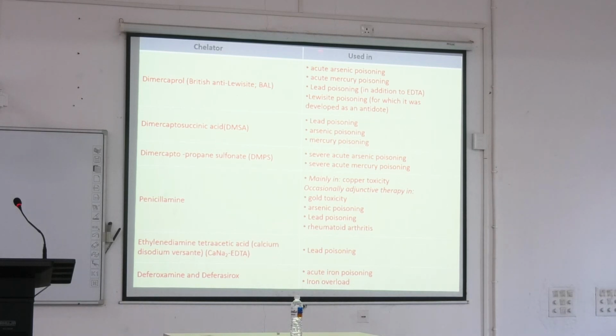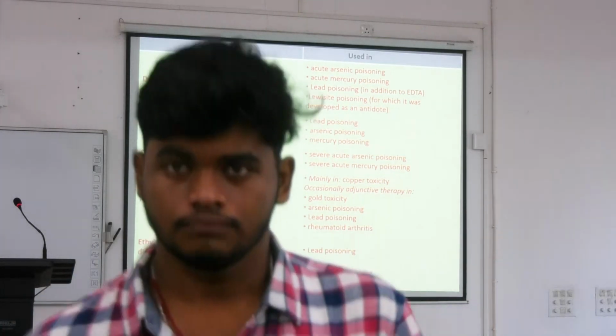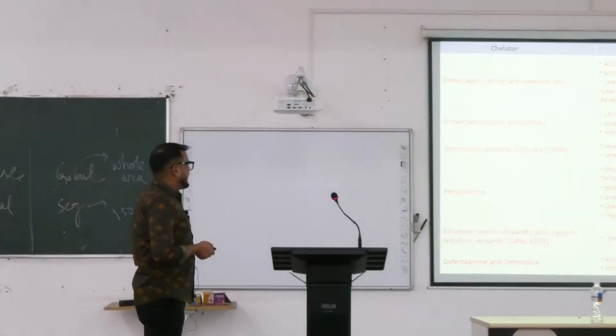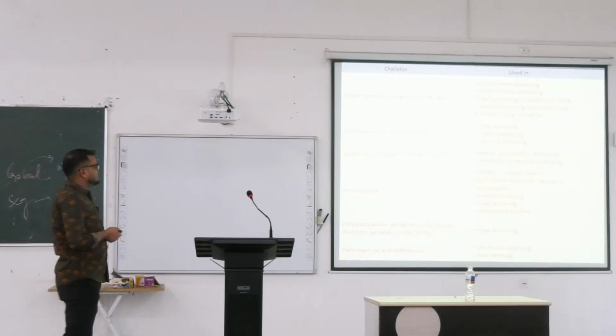In which cases is Dimercaprol given? Acute arsenic poisoning, acute mercury poisoning, lead poisoning, and the original one, Lewisite poisoning, for which it was actually developed as an antidote. BAL, British anti-Lewisite.